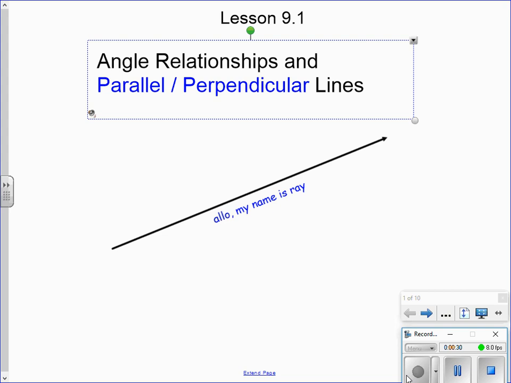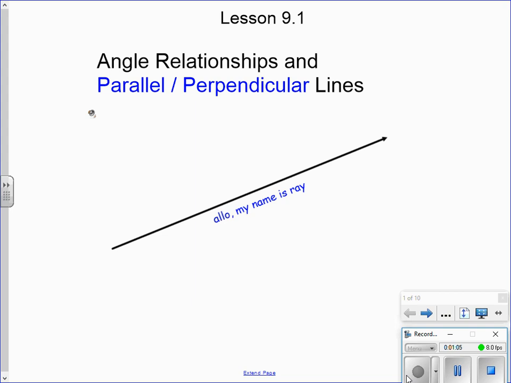Congratulations on making it to Unit 9. That means we successfully made it through the previous 8 units, so well done. This is going to be the final unit of this school year. And this unit is talking about, as you can see, angles and angle relationships. Today we're going to be talking about angles and parallel lines, perpendicular lines, things like that. So let's get started.